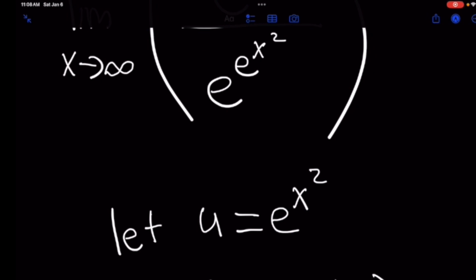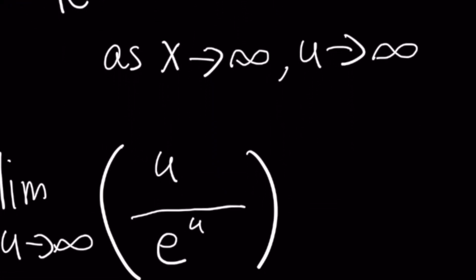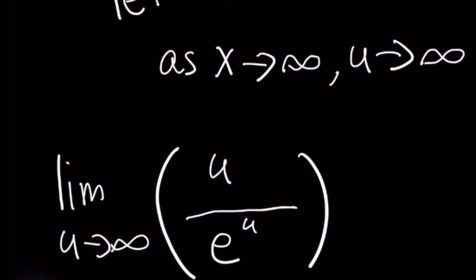Also notice that when the right-hand side of that equation, e to the x squared, approaches infinity, on the left-hand side, u will do the same. This allows us to rewrite the problem as the limit as u approaches infinity of u over e to the u. It looks simpler already, doesn't it?